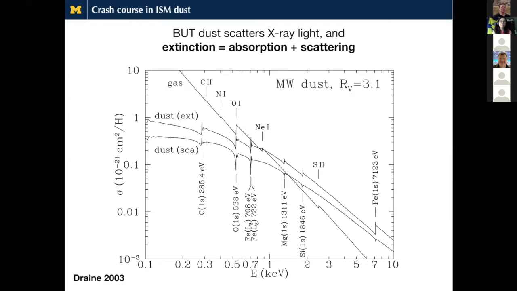So Bruce Draine wrote a paper in 2003 talking a little bit about this from the X-ray perspective, and this plot is just very nice because it shows you the gas phase absorption of the ISM, and then the dust phase extinction, which is the absorption plus scattering, and it also shows just the scattering portion. But you can see that around just a few keV, where people might start to ignore dust, you actually have to worry a lot about this scattering effect.